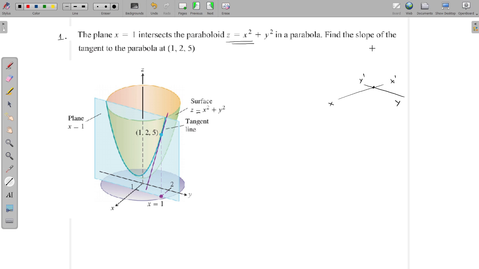Suppose this is our z axis, and this is z and this is z prime. At the point z equal to 0, we get 0 equal to x square plus y square. At z equal to 0, we have x equal to 0 and y equal to 0, because x square plus y square equal to 0.